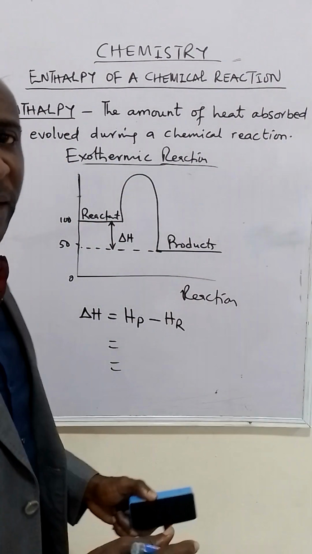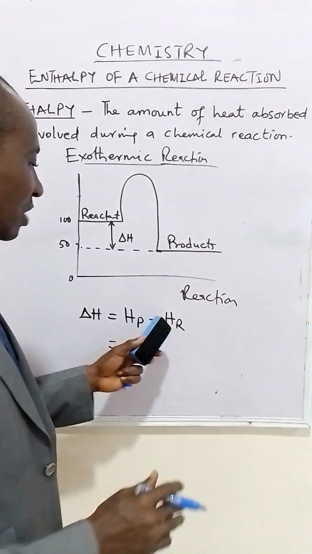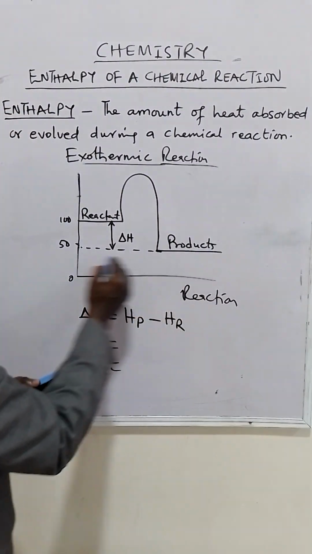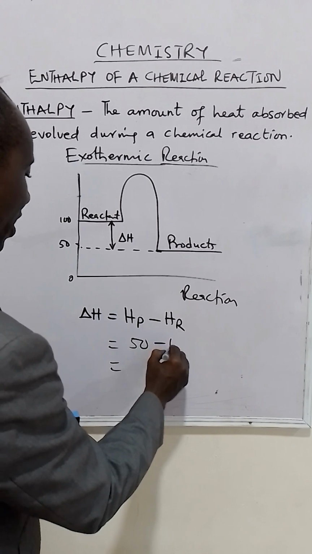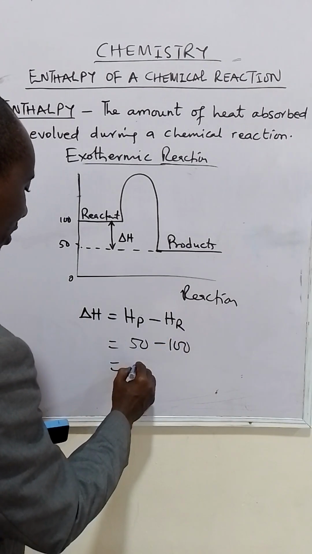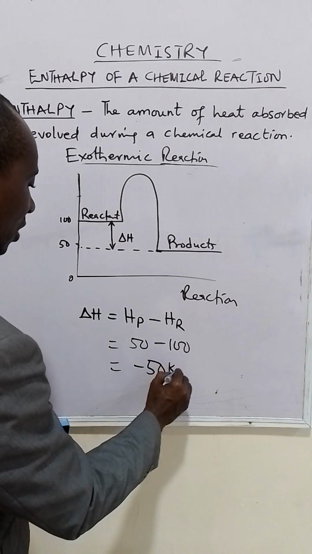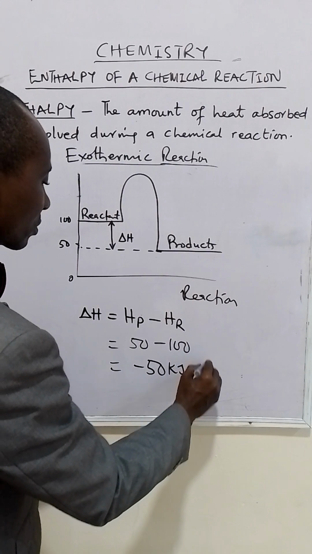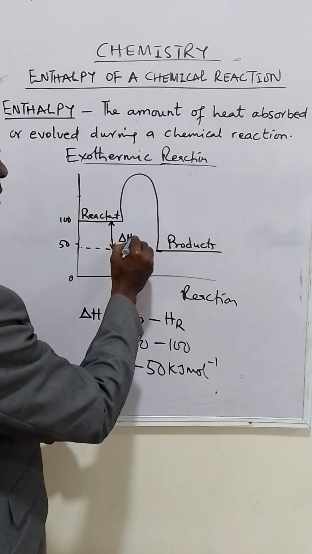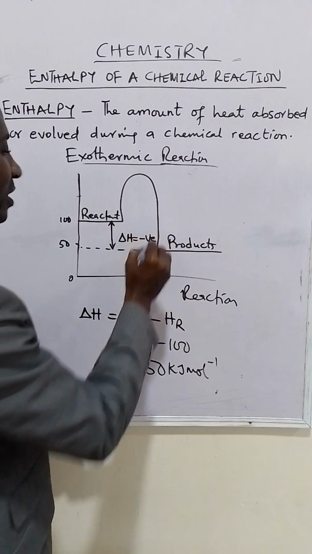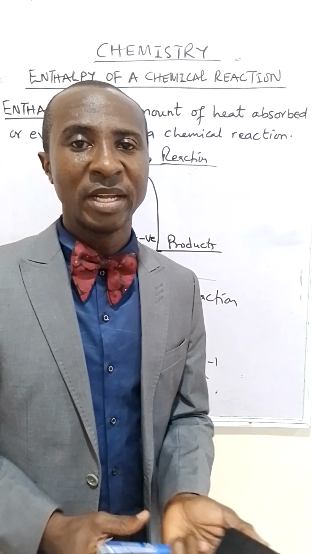The difference between the heat content of the product and that of the reactant. For the product, what do we have? We have 50 here. And for the reactant, what do we have? We have 100. So the difference between these will simply give us negative 50 kilojoule per mole. Meaning that the enthalpy of an exothermic reaction is said to be negative. This is how we do this calculation.